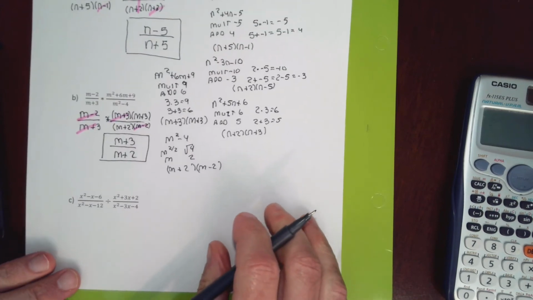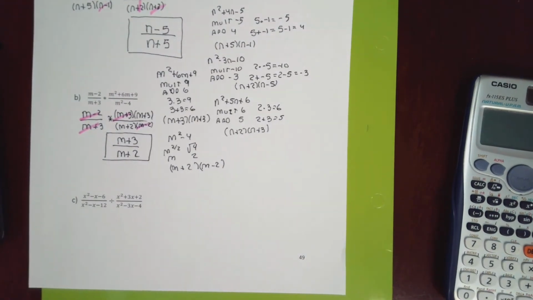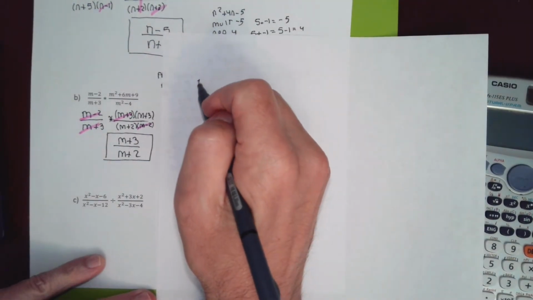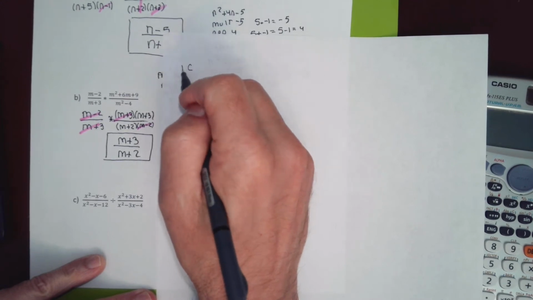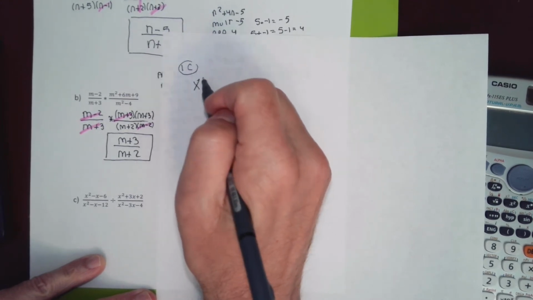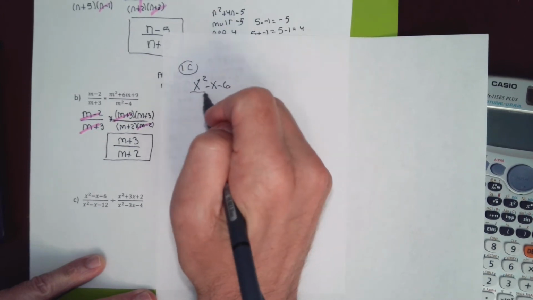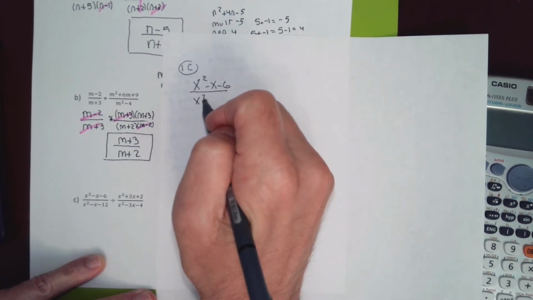Problem C has 4 factorings and it's a division. Can't fit it on this page. In part C of number 1, I need to change the problem to a multiplication. To change the problem to a multiplication, I invert the fraction after the division sign, not before the division sign.